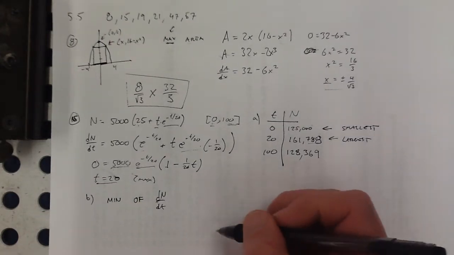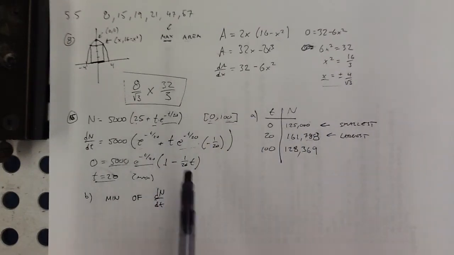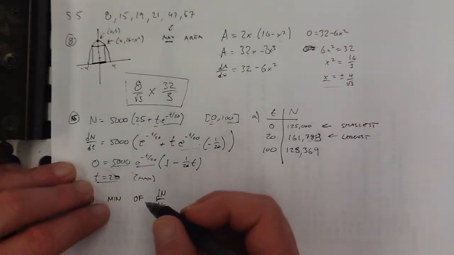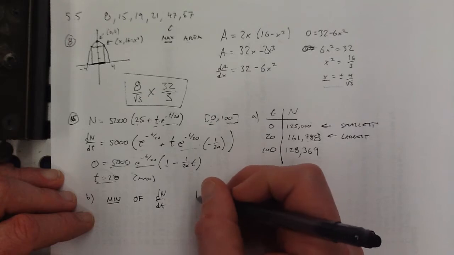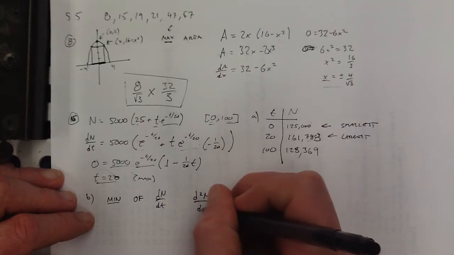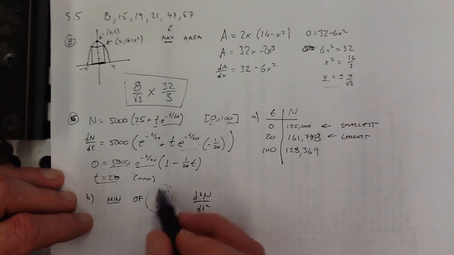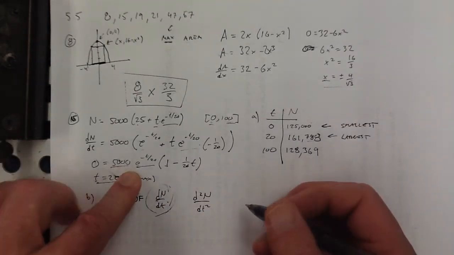So when it's decreasing the most rapidly is when the derivative is the most negative, which means that's the minimum of dN/dt. That is what we're looking for. So if we're looking for the minimum of dN/dt, then I need to find the derivative and set it equal to 0.